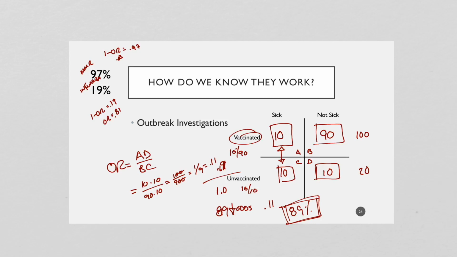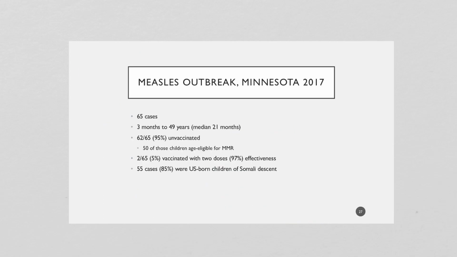This is looking at a population level of being in an outbreak. So let's look at some examples of some outbreaks out there. This is a measles outbreak in Minnesota a couple of years ago. There were a total of 65 cases reported. The age range was between 3 months and 49 years.